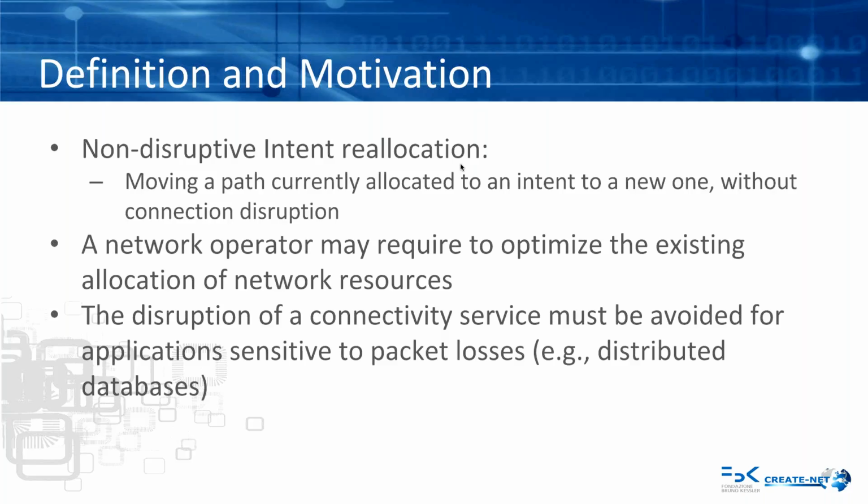So, why do we need a reallocation of an intent? Because sometimes for very big networks, a network operator may need to optimize the existing resources. So it's important that when they send an intent, this intent can be moved without making any disruption. And why must we avoid disruption? Because the disruption of a connectivity service must be avoided for applications that are sensitive to packet losses. Think about a distributed database between two different data centers with a transport network in the middle. If I, as an operator, do a reallocation, this database should not lose packets. It's really important also because probably the people running the distributed database are paying for this service, so if I'm doing a reallocation, this service should never be disrupted.